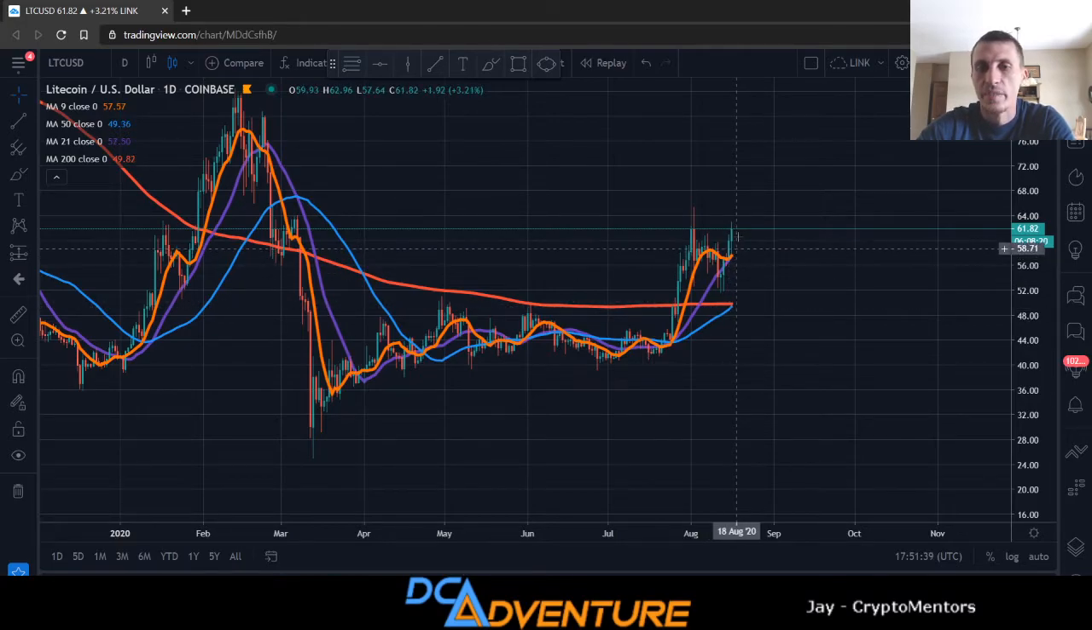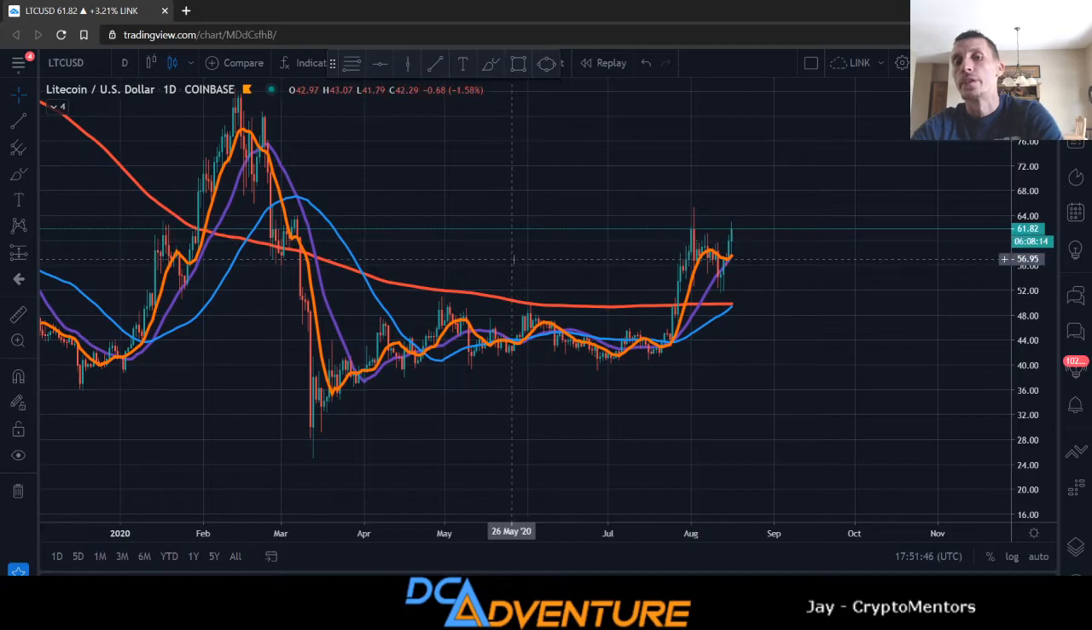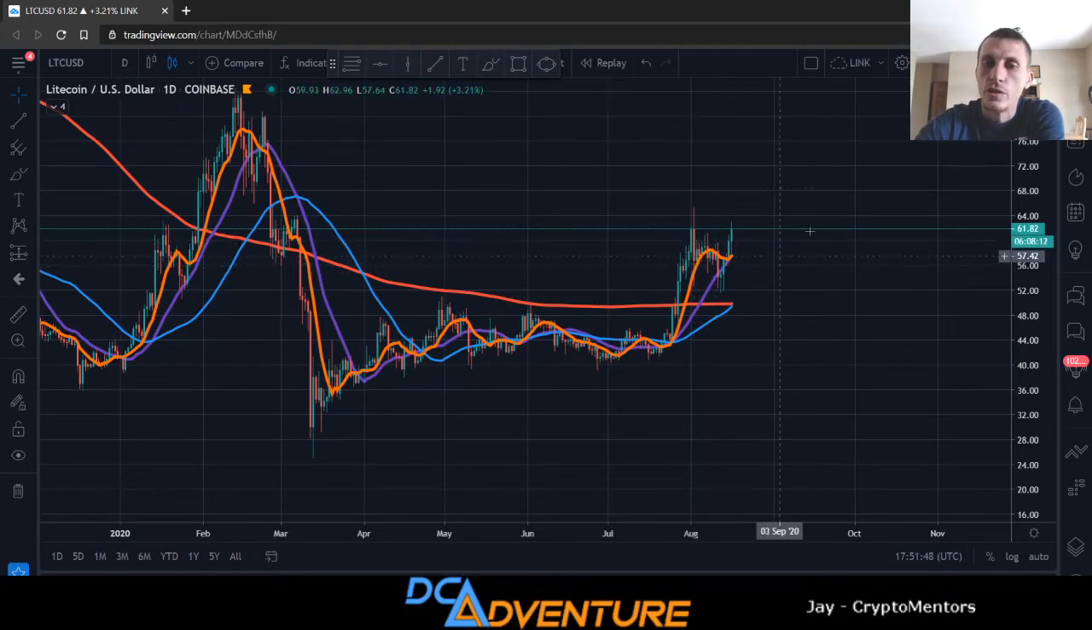So this pump right here may be it, or typically what happens usually with a golden cross is we dump first, then we take off. So just be cautious here. Like I said, we got our first little bit of resistance up here around the 67, all the way up to the 72, $73. Keep an eye on it.